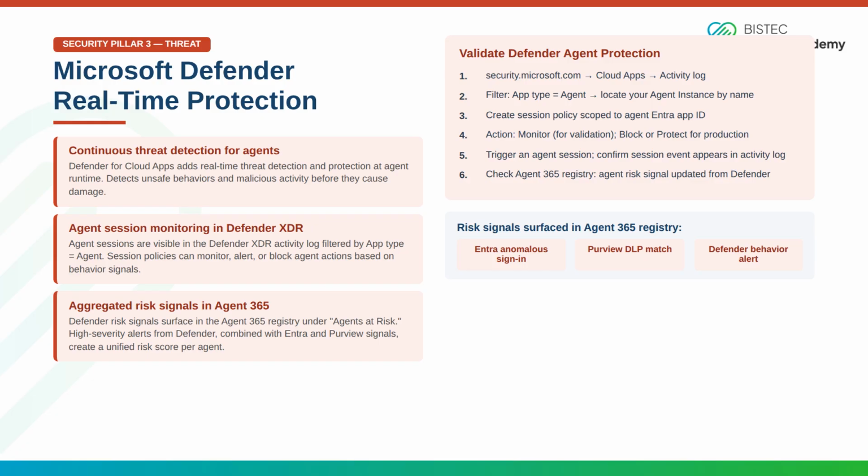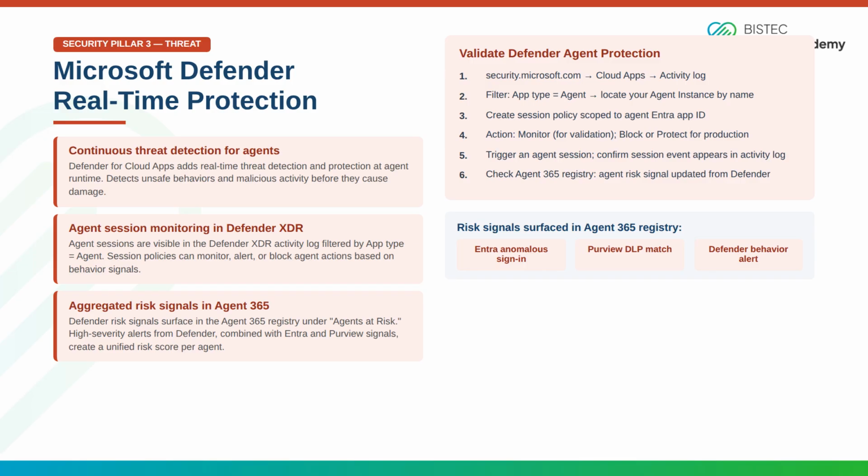Agent sessions are visible in Defender XDR under the activity log. Filter by app type equals agent to find your agent instance sessions by name. From there, you can create session policies scoped to the agent's Entra app ID and set the action to monitor for initial validation, or block or protect for production enforcement.